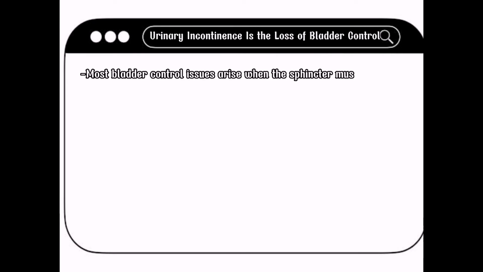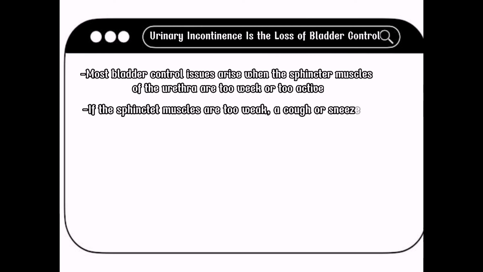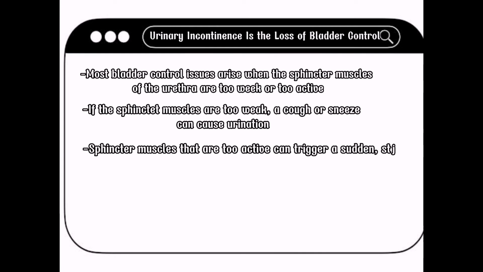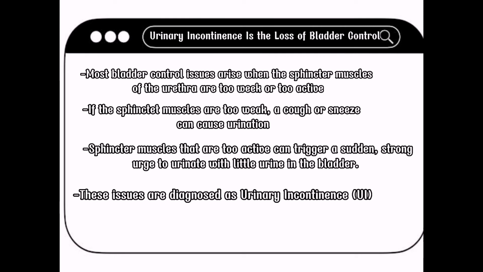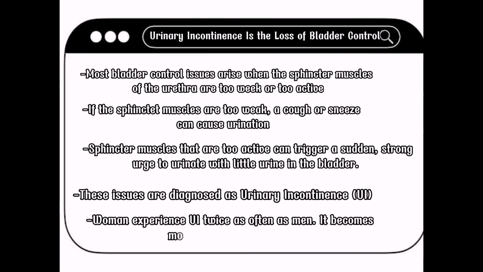Second, urinary incontinence is the loss of bladder control. Most bladder control issues arise when the sphincter muscles of the urethra are too weak or too active. If the sphincter muscles are too weak, a cough or sneeze can cause urination. Sphincter muscles that are too active can trigger a sudden strong urge to urinate with little urine in the bladder. These issues are diagnosed as urinary incontinence, or UI. Women experience UI twice as often as men. It becomes more common with age.